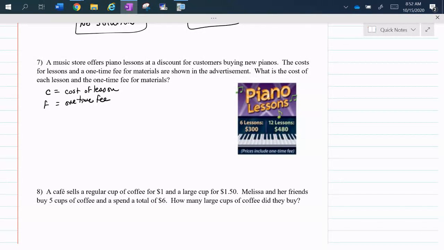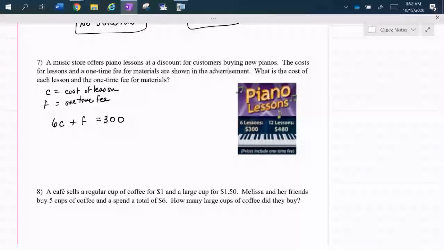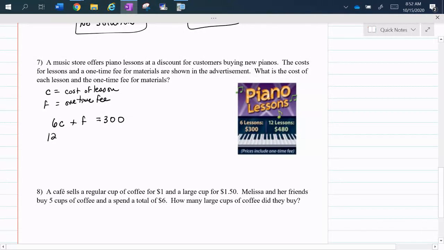So let's come up with some equations that we can use to figure this out. We've got that 6 lessons times the cost of each lesson plus the one-time fee is going to be $300. So 6 times the cost of each lesson plus the fee would be $300. And 12 times the cost of each lesson plus the one-time fee would be $480.